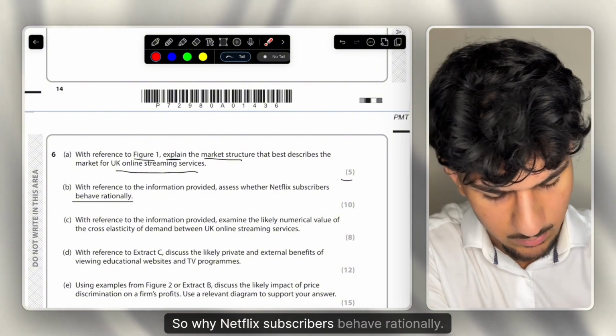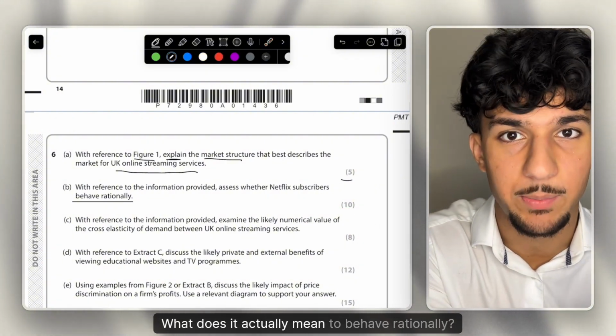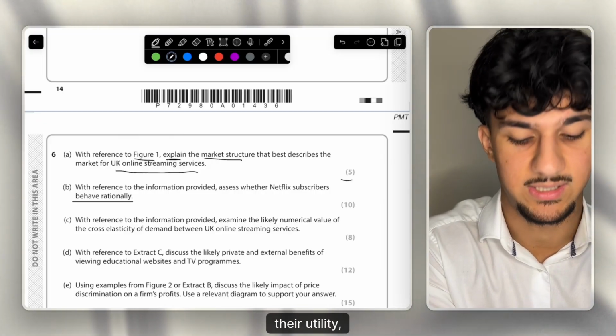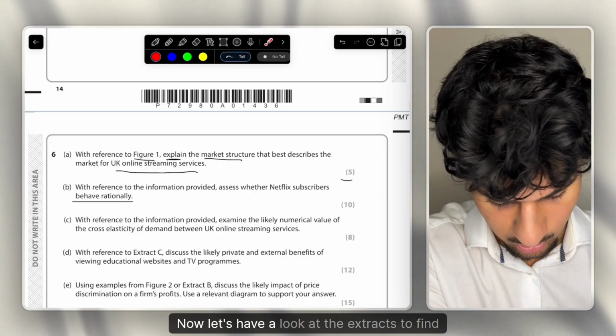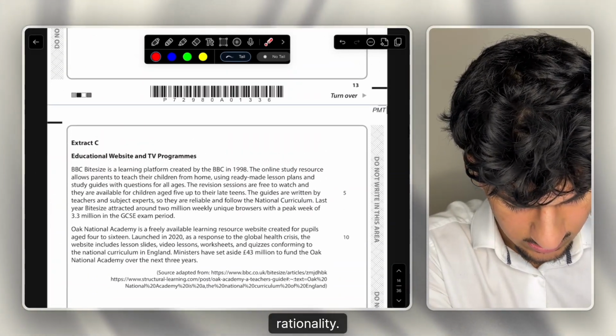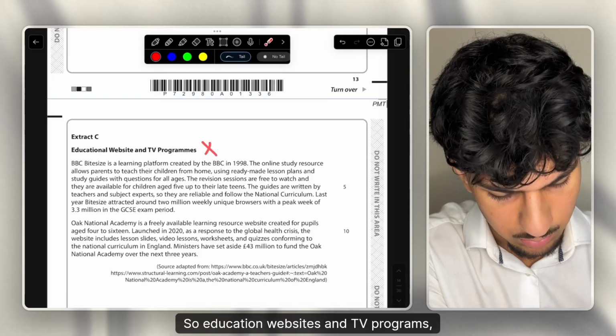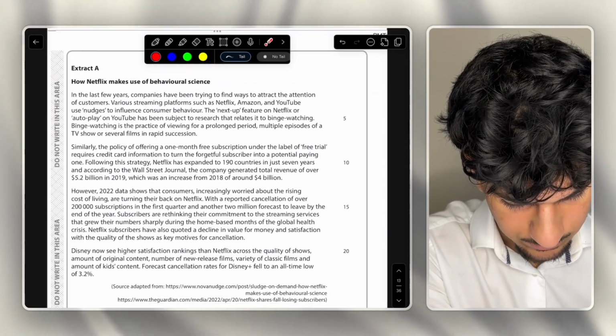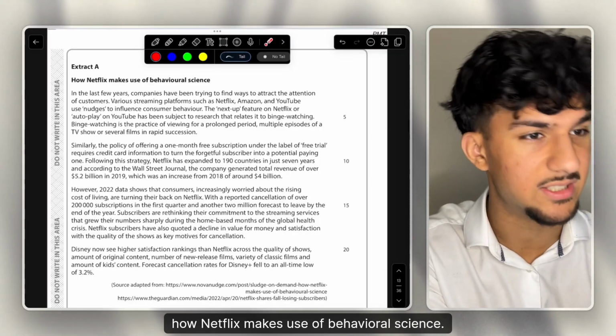So do Netflix subscribers behave rationally? What does it actually mean to behave rationally? It means consumers make decisions to maximize their utility, and that's the main thing. Now let's have a look at the extracts to find which one is relevant with regards to behavioral rationality. Education websites and TV programs, probably not. Economics price discrimination, probably not. How Netflix makes use of behavioral science sounds very relevant.